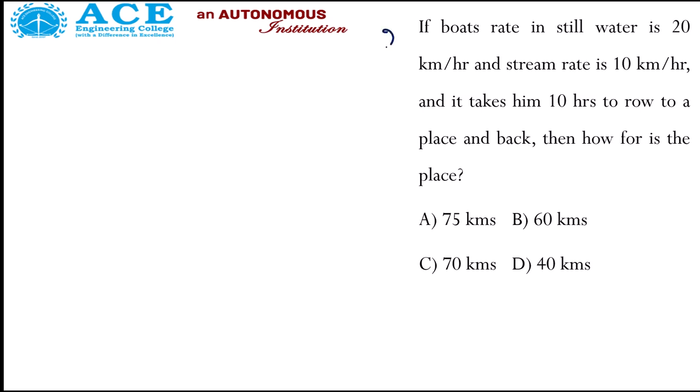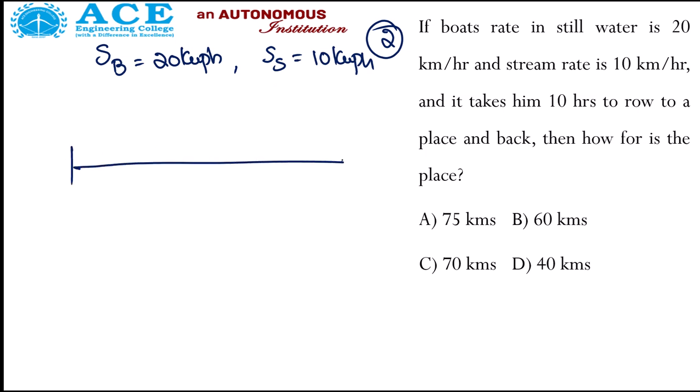Now see the second question. Here the boat's rate in still water is given. What does the boat's rate in still water mean? Boat speed, SB, is given. Stream rate, meaning SS, is also given. But here you are going to a place, you went to a place and returned.